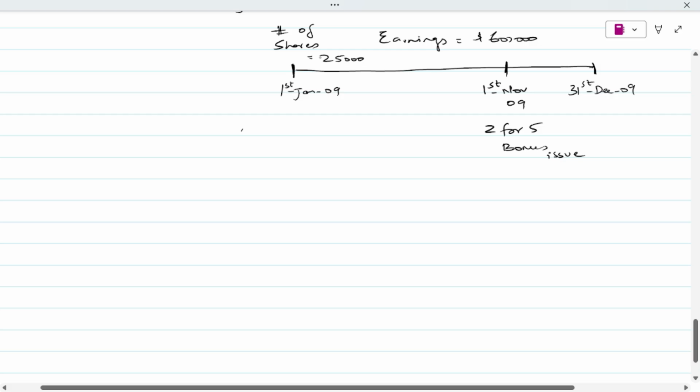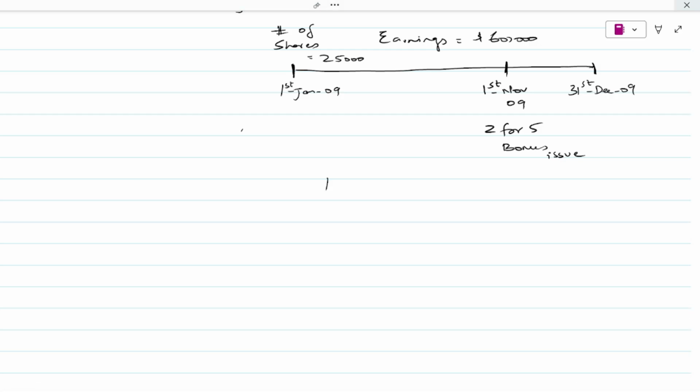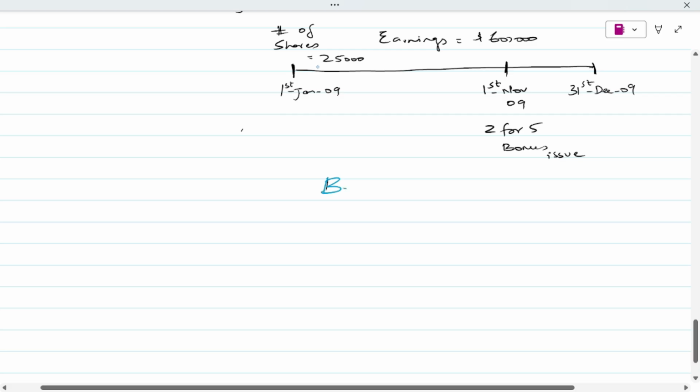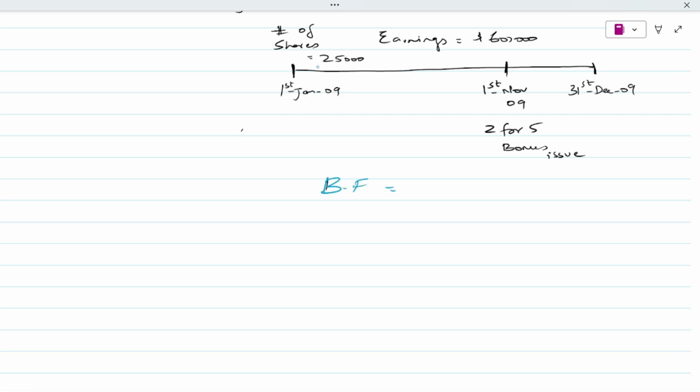So because this is a bonus issue question, we are going to start with the bonus factor. Like I told you, always calculate the bonus factor before you calculate the EPS, because as you have seen in the previous question, you cannot solve the question without the bonus factor. So how do I calculate the bonus factor?